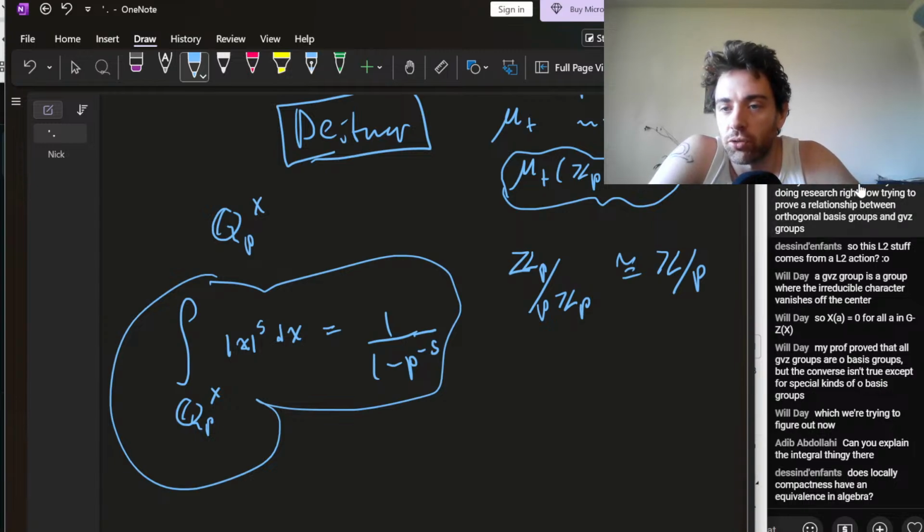Do I have any experience with representation theory and character theory? A little bit. You're doing research right now trying to prove a relation between orthogonal basis groups and GVZ groups. I'm not familiar with those.